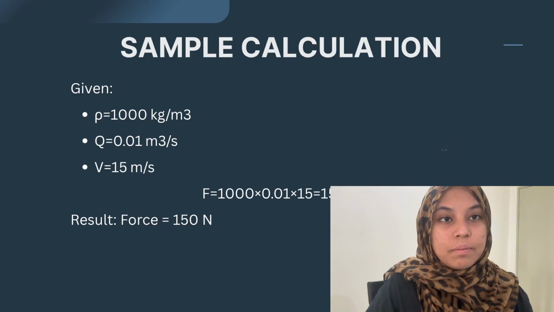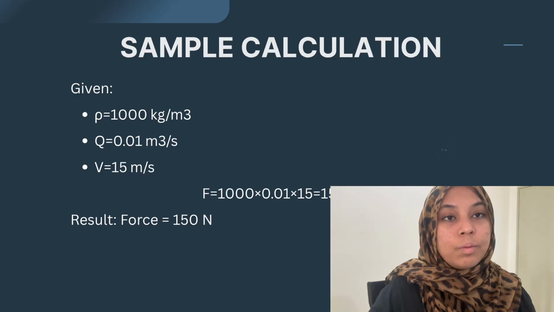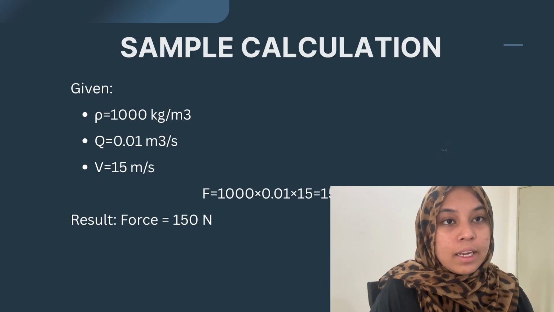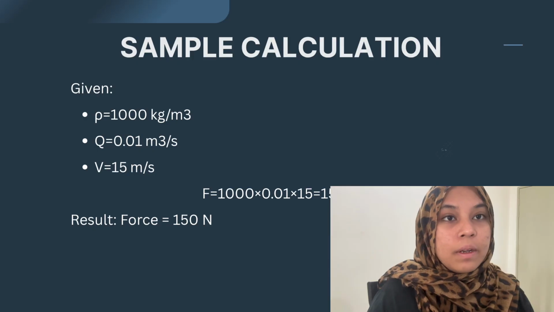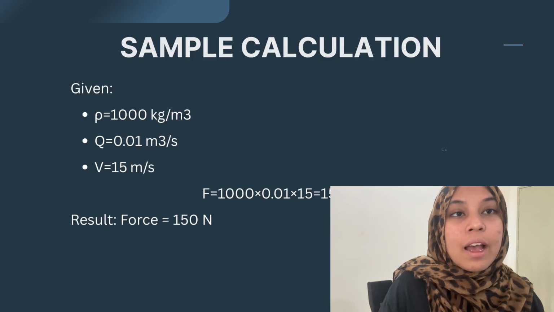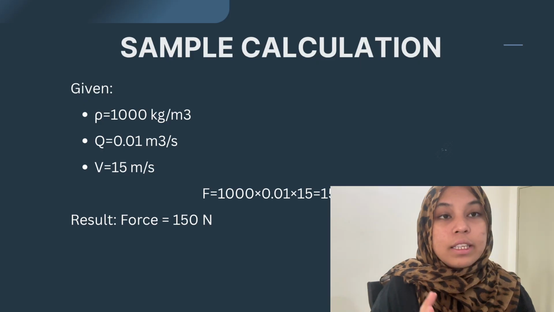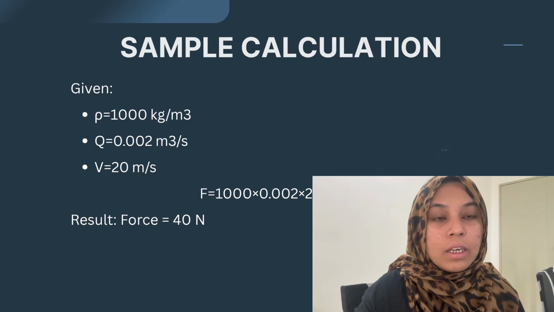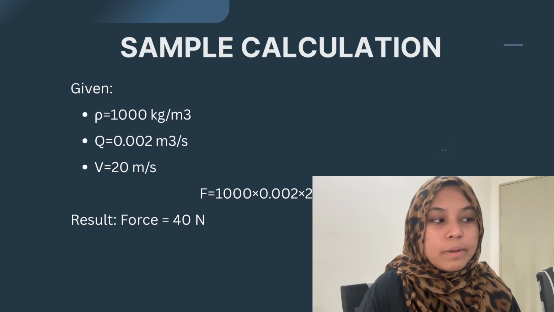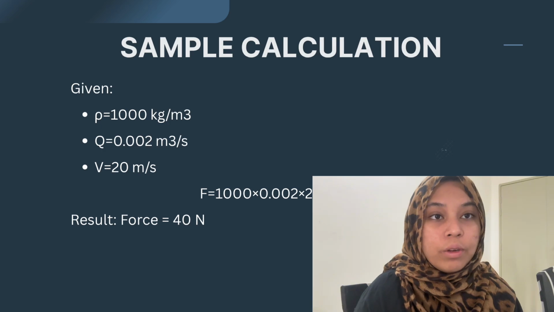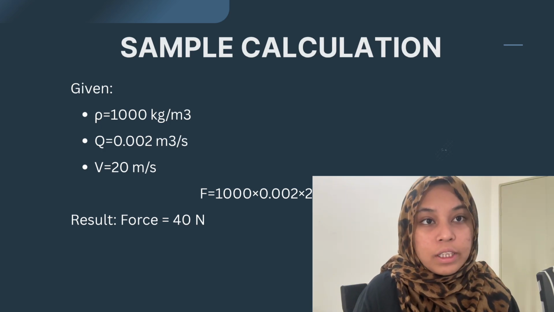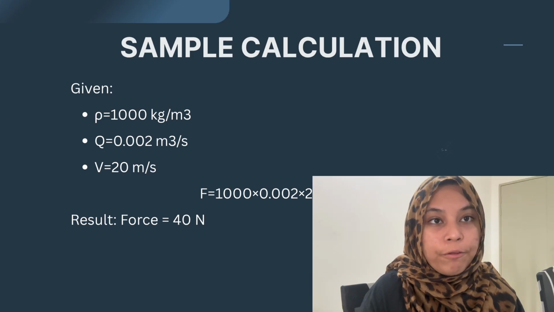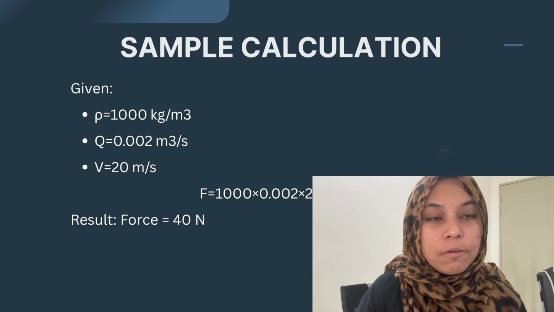In this second example, when the flow rate increases to 0.01 cubic meters per second and velocity to 15 meters per second, the resultant force on the plate becomes 150 newtons. This means higher speed or flow rate will increase the impact force. In this final example, even with a small flow rate of 0.002 cubic meters per second but a higher velocity of 20 meters per second, the force is 40 newtons. This example shows how both velocity and flow rate affect the momentum and resulting force.